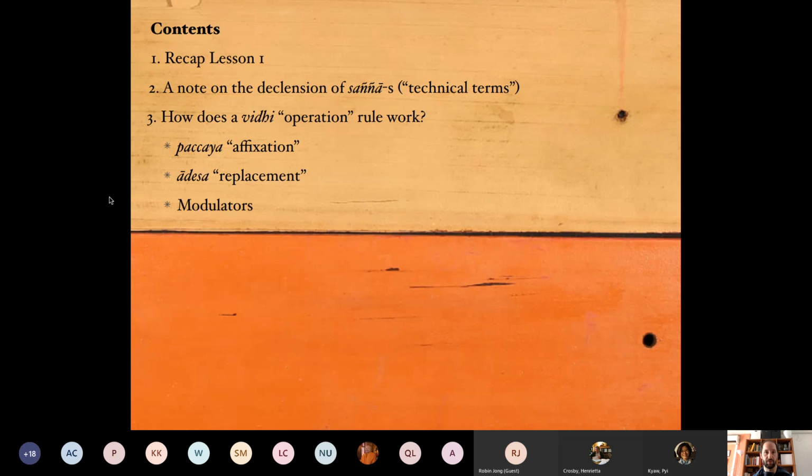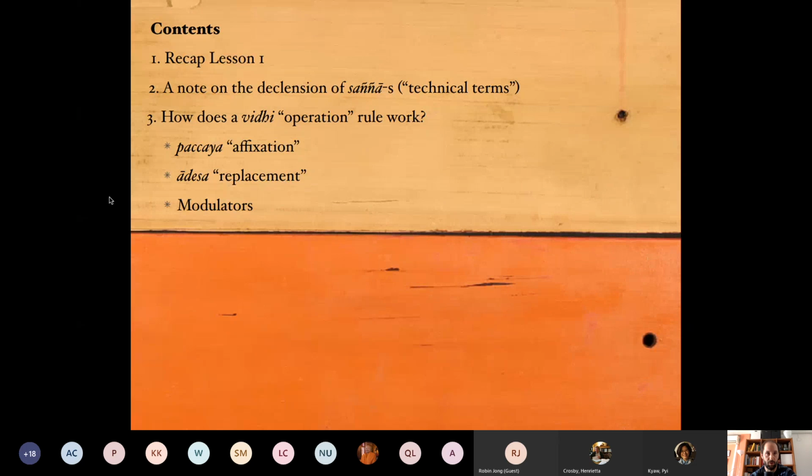That is, how does a Vidhi operation rule work? We are going to see 2 main types of Vidhi rule, that means operation rule. Some of these rules are called Paccaya. Paccaya literally means an affix, but we call these rules also Paccaya rules, that means affixation rules. Another type of Vidhi rule is Adesa, that means replacement. In Sanskrit, it's called Adesha. That's the second type that is also very important for the understanding of Vidhi or operation rules. And then we will also see what the modulators are, and that will be all for today.